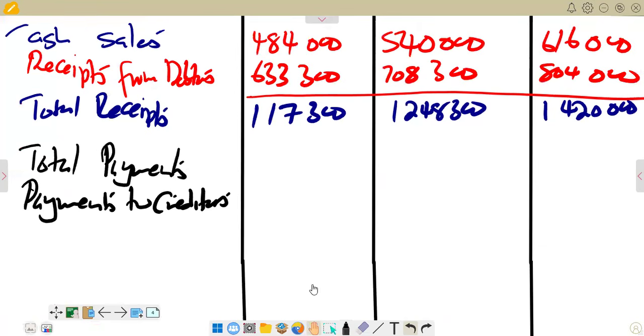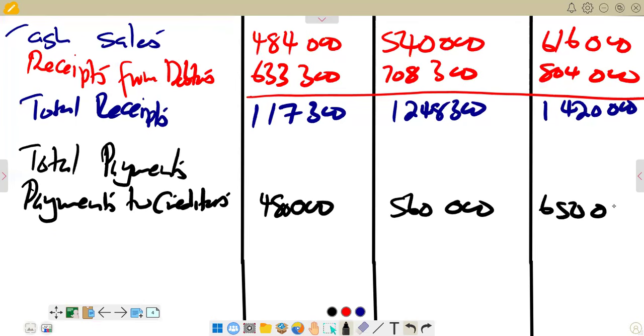So we go there. Remember, for payment to creditors, we got 480. That is for September being paid in October. We are putting it in October to represent 480,000. Then the one for October is 560 and will be paid in November. And the November one, which is going to be paid in December, is 650. So as simple as that.